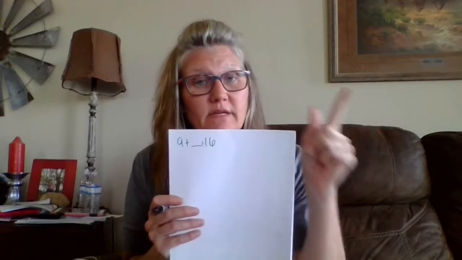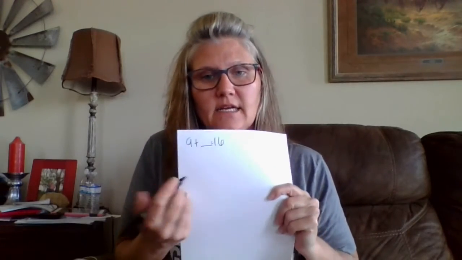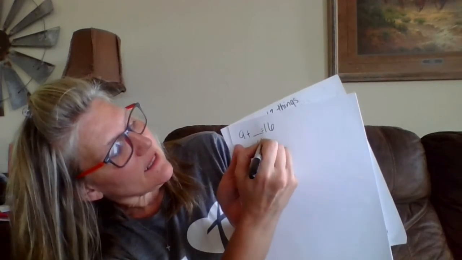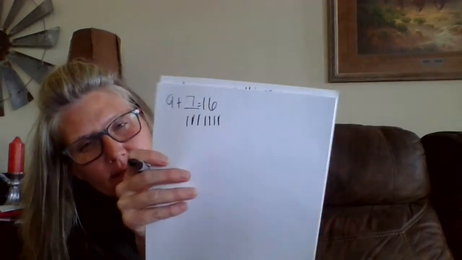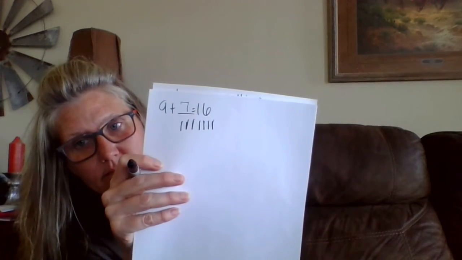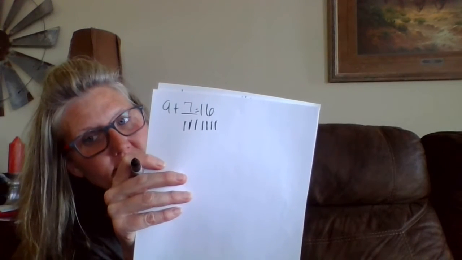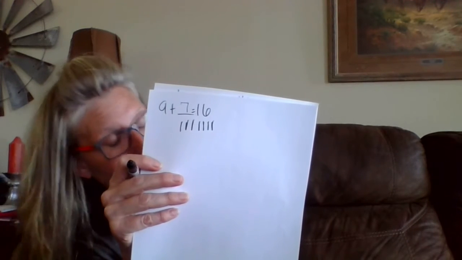which it shouldn't be, but if it is, you can always go, okay, I have 9, so let's start. What comes after 9? 10, 11, 12, 13, 14, 15, 16. 1, 2, 3, 4, 5, 6, 7. I have 7 lines. Well, let's see here. If I put 7 there, does 9 plus 7 equal 16? Well, yes, it does. Okay, it does.